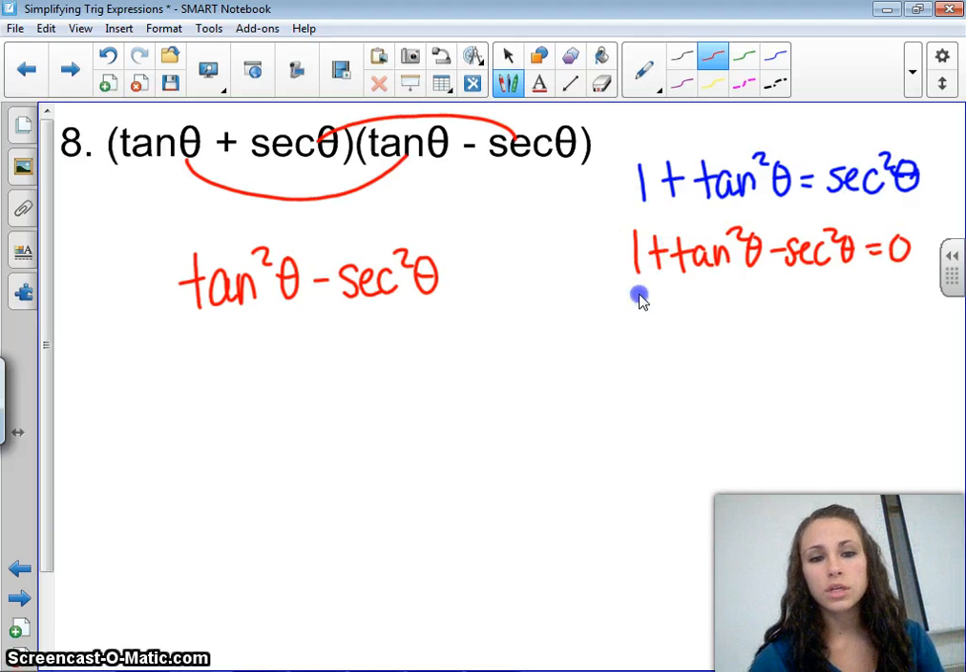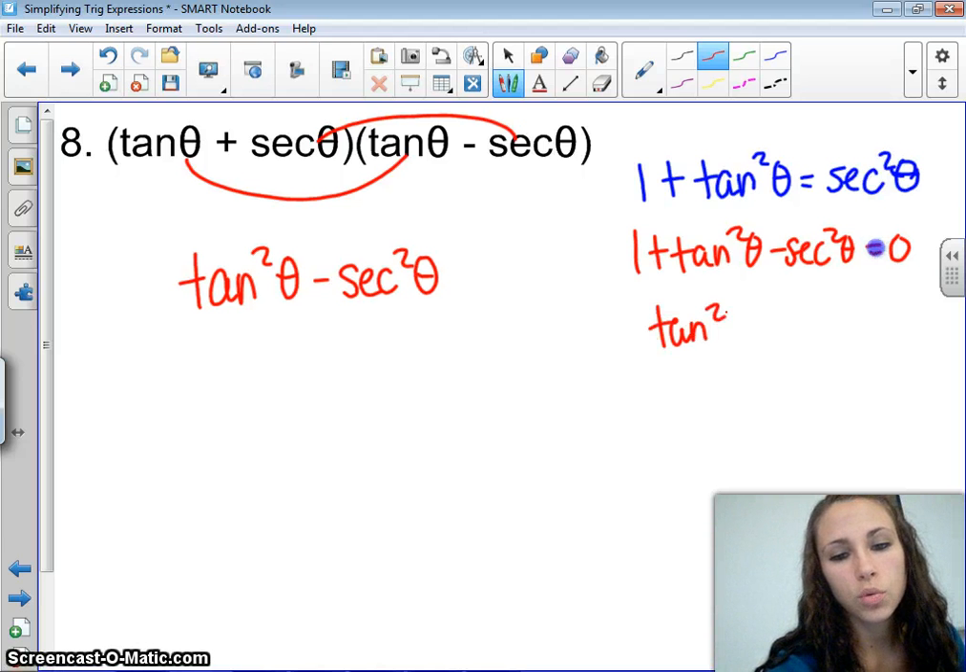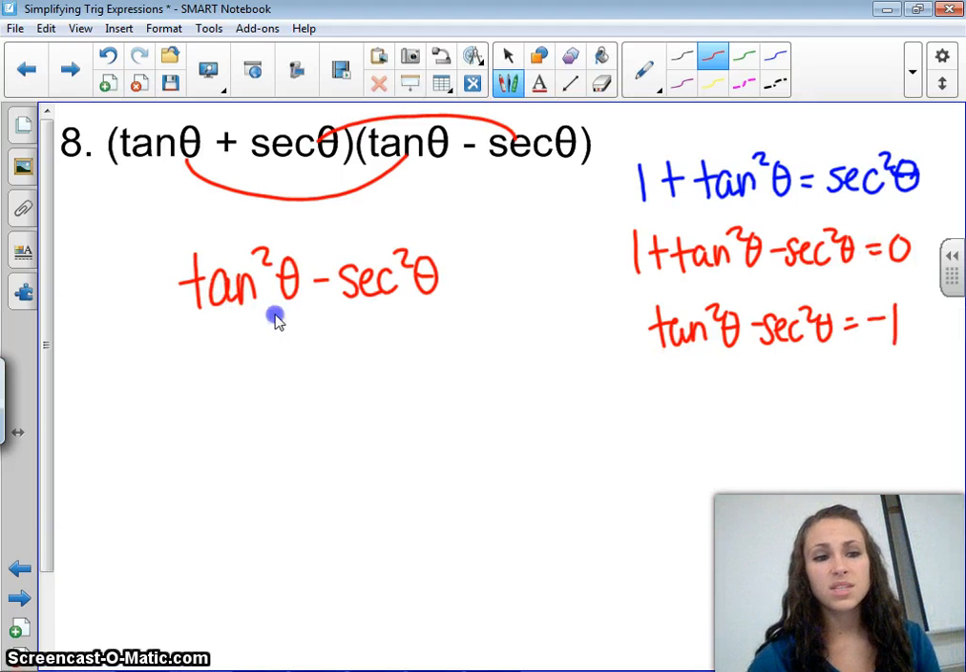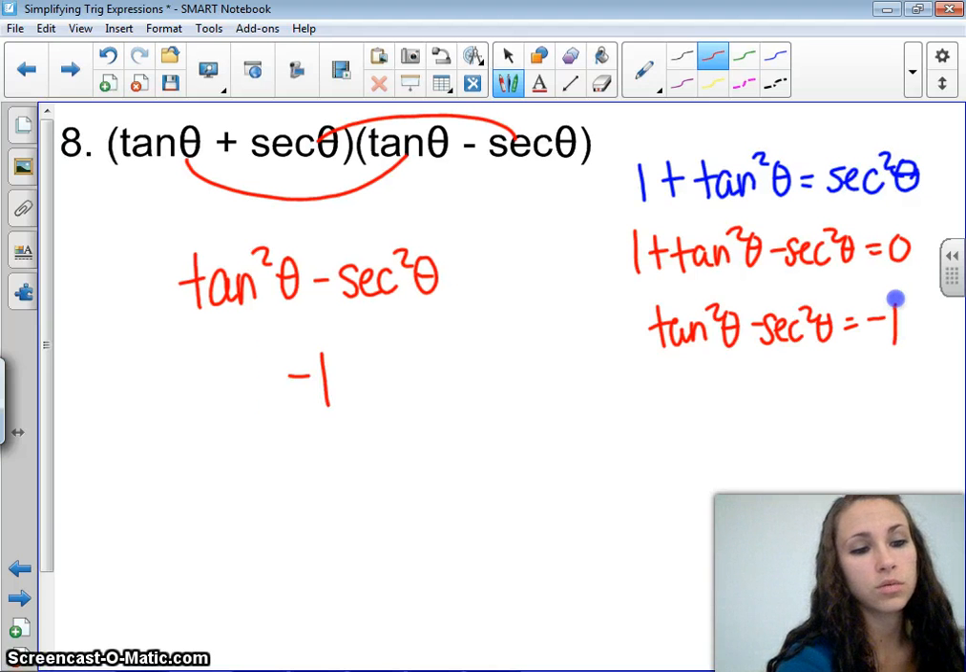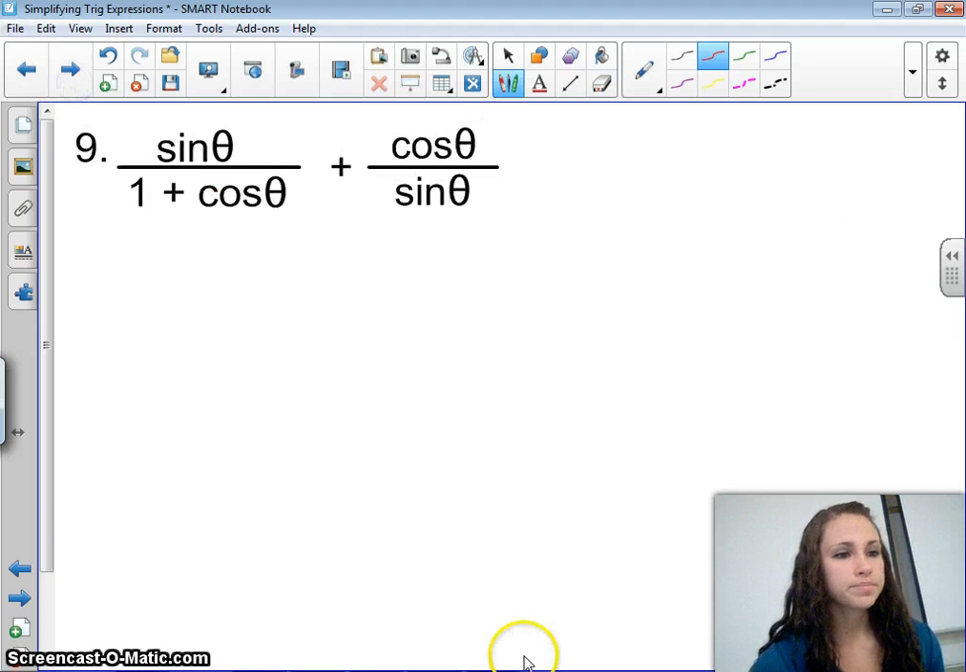But then I also need to move this 1 over. So this is going to give me tangent squared minus secant squared equals -1 when I subtract it over. And so I know that this tangent squared minus secant squared is really just -1. So that simplifies down really nice to just -1. Now you could go through that and get your common denominators and turn everything into sines and cosines, but it would take a lot longer to do that. So that's how I would do number 8.